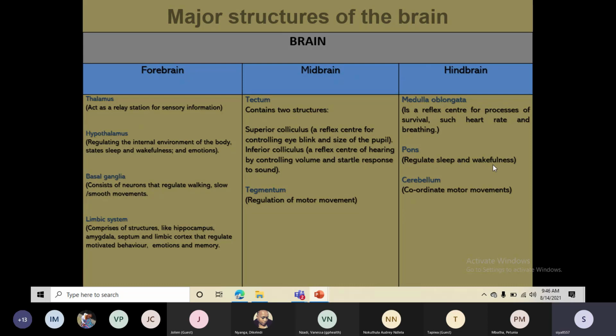The pons regulates sleep and wakefulness. The hypothalamus also relates to the state of sleep and wakefulness. The cerebellum coordinates motor movement. The substantia nigra regulates motor movements, the cerebellum coordinates motor movements. Check the difference between the two. The textbook will give you a much more detailed explanation.